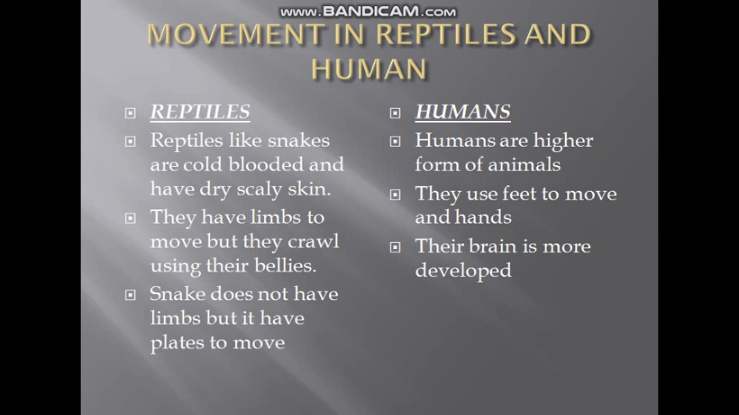Now let's move on to human movement. As we all know, humans are a higher form of animals. They use their feet to move on land. As I have explained about animals in the previous slide, animals move with the help of hind limbs and forelimbs; in the same way humans move with the help of their feet and hands. Also humans have a brain and it is more developed.